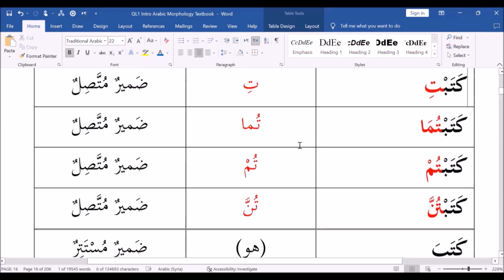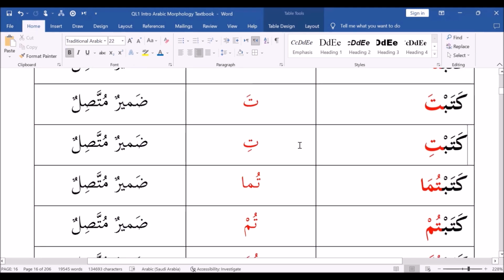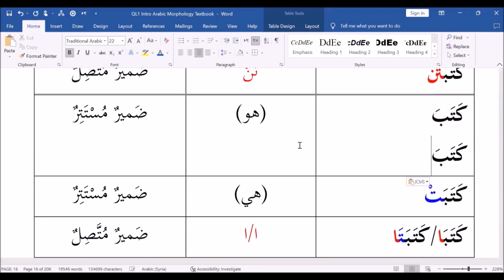So when I say kataba zaydun, how is that different from kataba? Actually, let me go back over here. Let's put this example here. Kataba zaydun. If I say kataba zaydun, let me put this in red. How is this different from kataba? Kataba is saying wrote he, whereas kataba zaydun is saying wrote Zayd. In other words, Zayd wrote. So here the fa'il is ismun zahirun. Here the fa'il is damirun mustatirun.